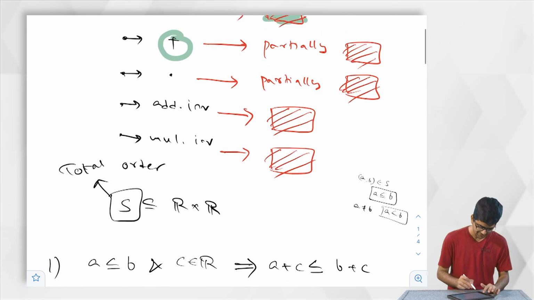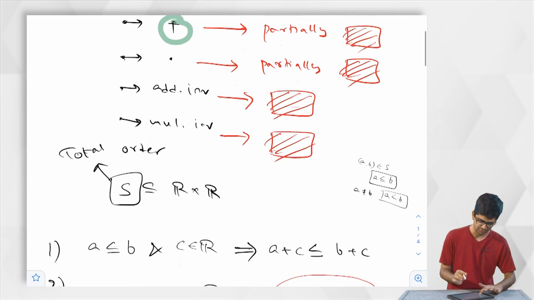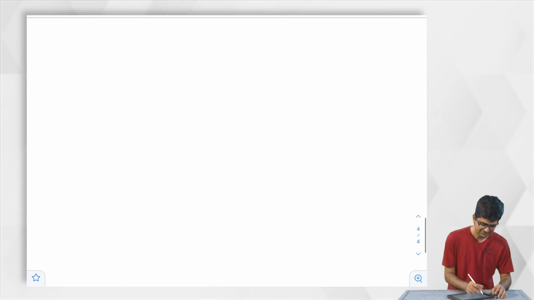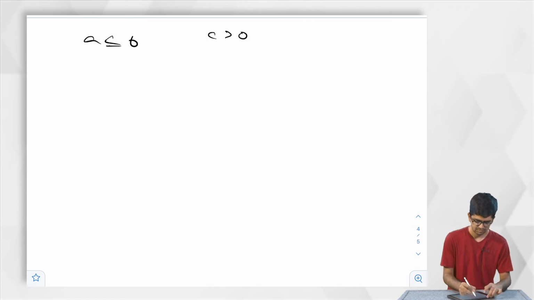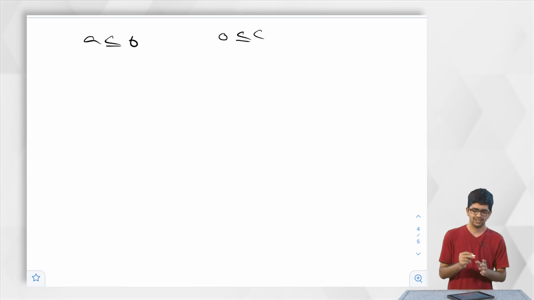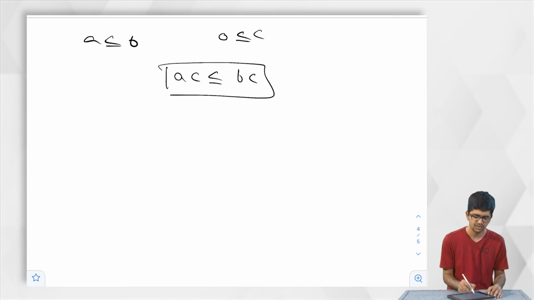Okay. Oh, we missed this multiplication part. Let us do that also. If somebody tells me A is less than or equal to B and C is positive, then I know for sure that AC is less than or equal to BC. So this is the second condition about multiplication.